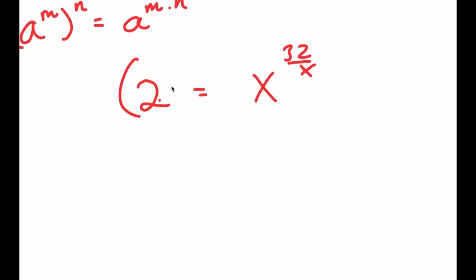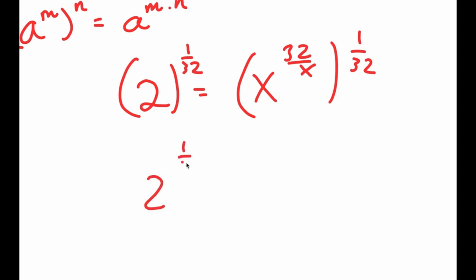Now, from here, I'm going to take the power of 1 over 32 on both sides. And if you guessed, we're doing this to get rid of this 32 on my right-hand side. So for my left-hand side, I just have 2 to the power of 1 over 32. Now for my right-hand side, these two are going to cancel out. So I get x to the power of 1 over x. That's all that's there remaining.